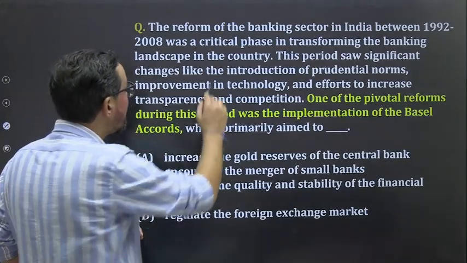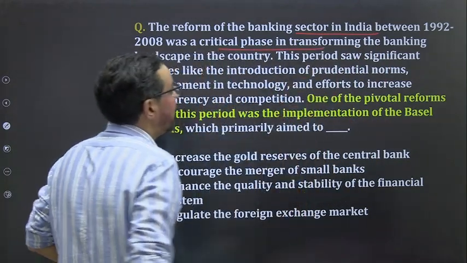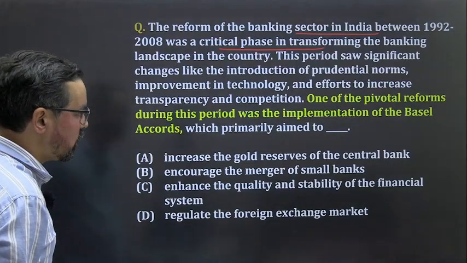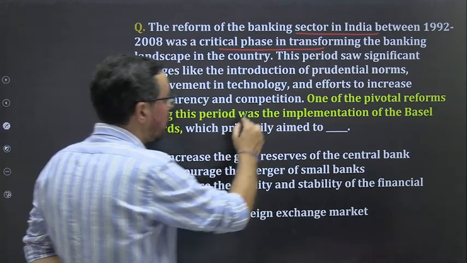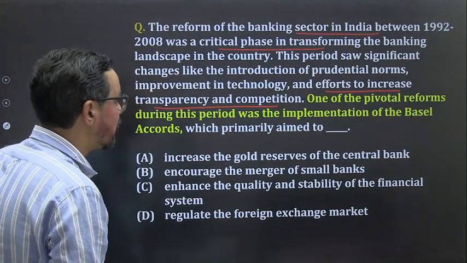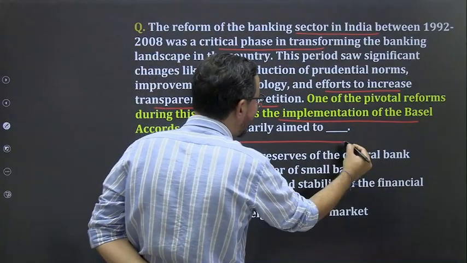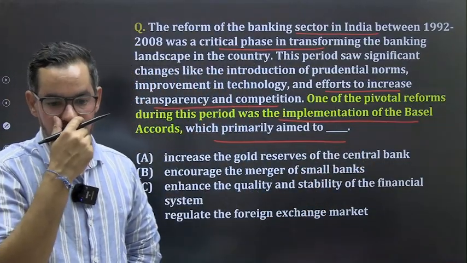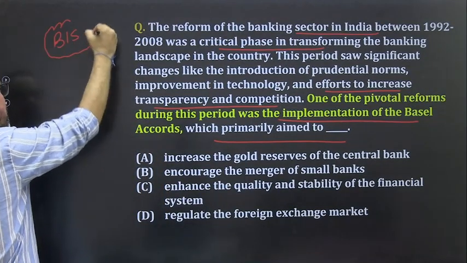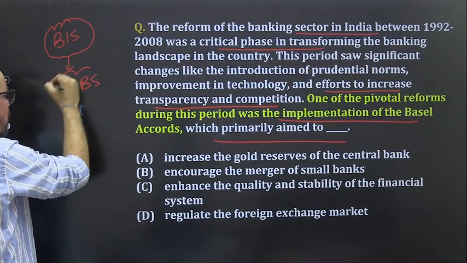Next one, the reform of the banking sector in India between 1992 and 2008 was a critical phase in transforming the banking landscape in the country. This period saw significant changes like the introduction of prudential norms, improvement in technology, and efforts to increase transparency and competition. One of the pivotal reforms during the period was implementation of Basel norms, which primarily aim. So Basel norms का आपका, ठीक है. Basel norms which are generally provided by BIS. There is a bank called BIS, Bank for International Settlements, who generally establish a committee which is popularly known as BCBS, ठीक है. Basel Committee on Banking Supervision.